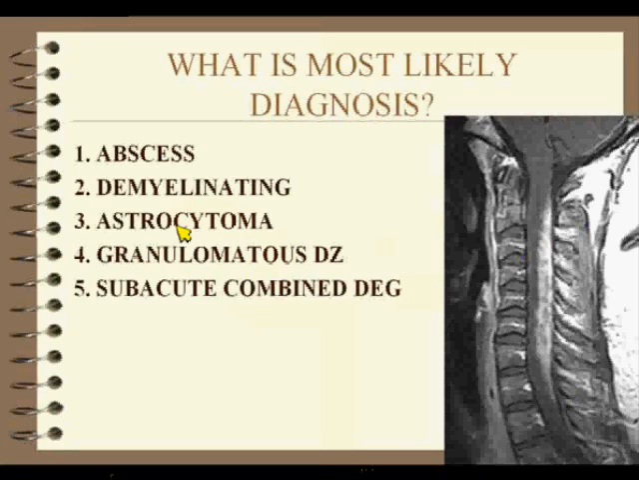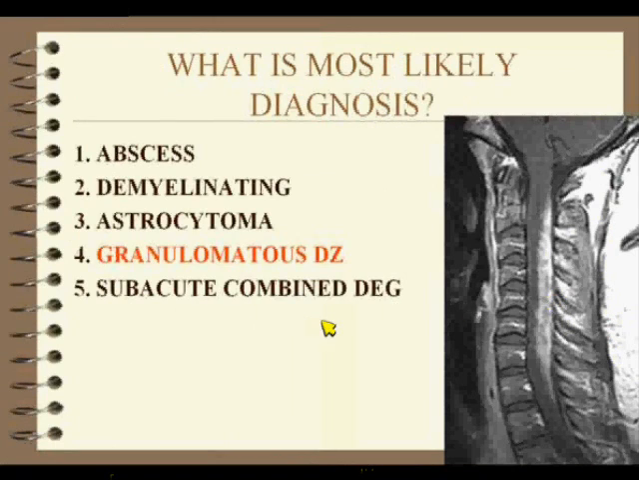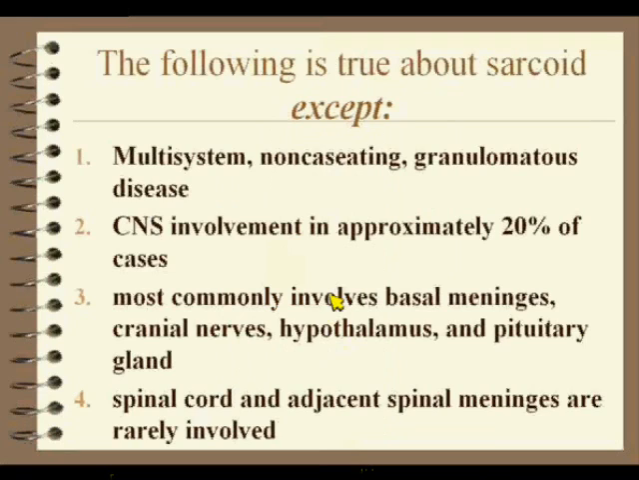Demyelinating disease, possible. Astrocytoma, it's really extensive. It looks a little bit more infiltrating, doesn't have a real well-defined margin. Possible, but unlikely. Granulomatous disease is the correct answer. Subacute combined degeneration, who knew that it enhances that much? It's really not in my differential for something that big that enhances. This is granulomatous disease. This is sarcoid. The more typical pattern is going to be the high signal, sort of the enhancement, lumpy, bumpy, nodular pattern, leptomeningeal disease.